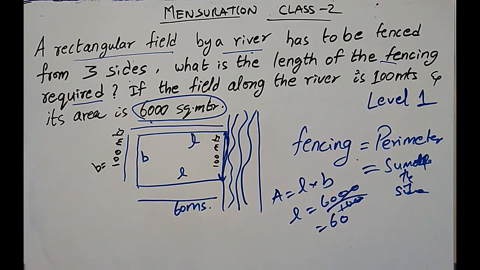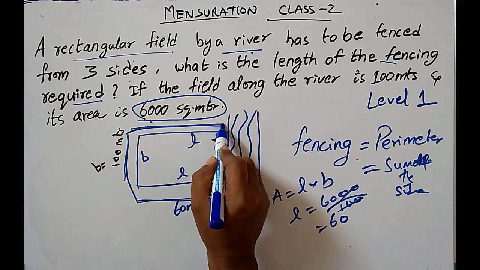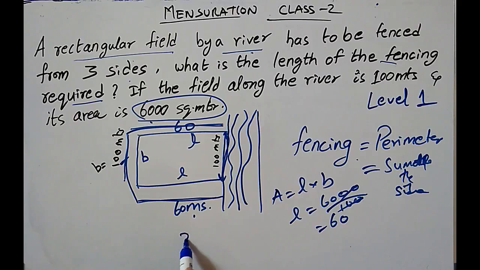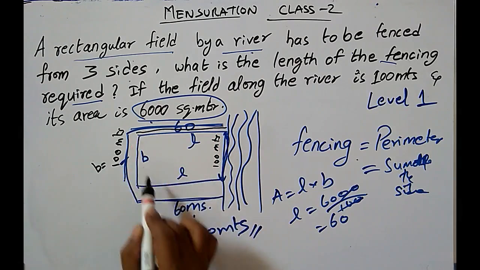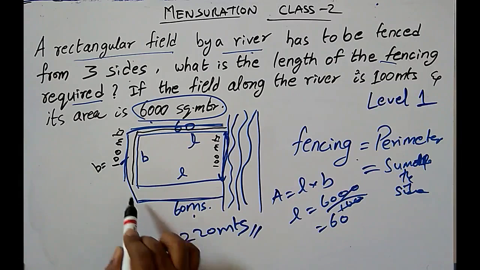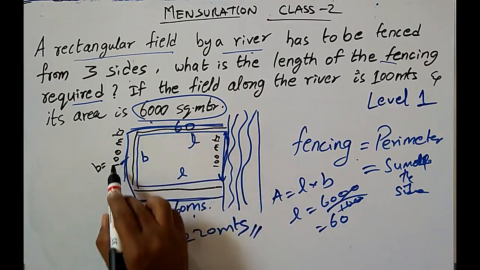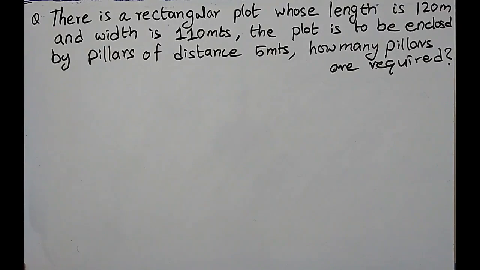So we have to fence this 60 meters, and also 100 meters, and also 60 meters. 60, 100 and 60. Totally 220 meters. This is the answer, friends. We have to fence all the 3 sides of the rectangle, that is 60 meters, 100 meters and another 60 meters. 60 plus 100 plus 60, which is 220. We'll see another problem.